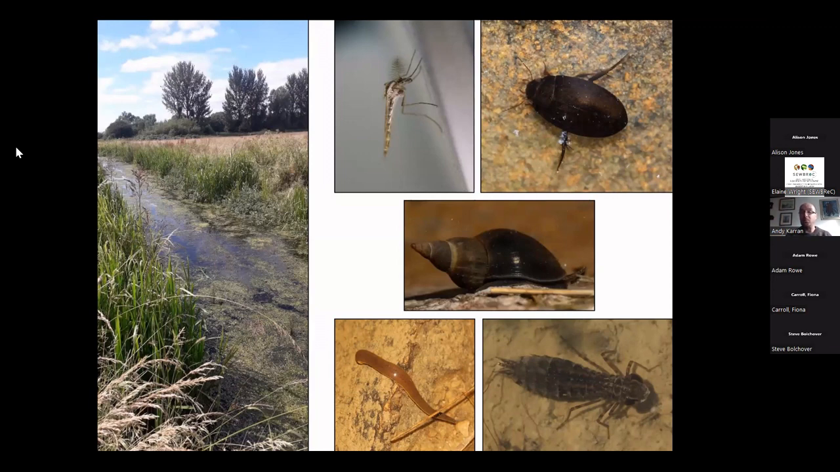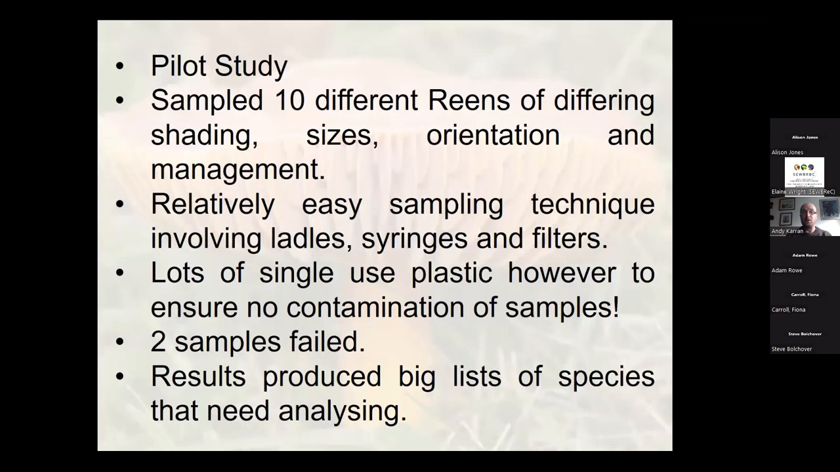So we thought if we can just collect water samples from the reens and send them off to an eDNA company, we can maybe get some good results back. We secured a bit of money and did a pilot study. We just did 10 different reens, but we looked at ones of different shading, sizes, orientation, and management, so we could see if we got different results from how different reens are managed and the surrounding habitats. It was relatively easy to undertake the sampling.